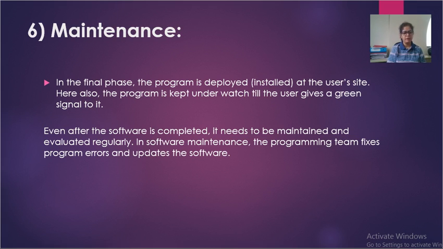Why it is the final phase? Because we can move to sixth phase only after the successful completion of the first 5 phases of the software development life cycle. So as it is the final phase, the program is installed at the user site in this phase, and also the program is kept under watch until the user gives a green signal to it.